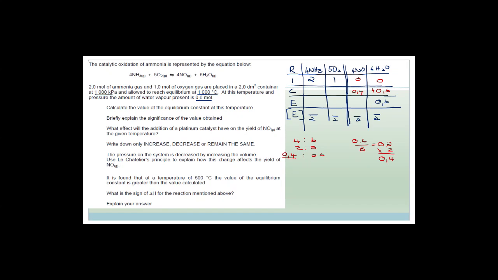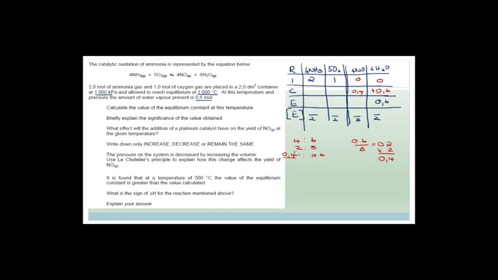Because if this is 6 and 4 and this happens to be 0.6, then obviously this is going to be 0.4 because it's the same ratio. The reason I'm showing you how to do this very slowly is because sometimes it's not a beautiful little number like 0.6. It might be 0.5 and then you have to work out the ratios.